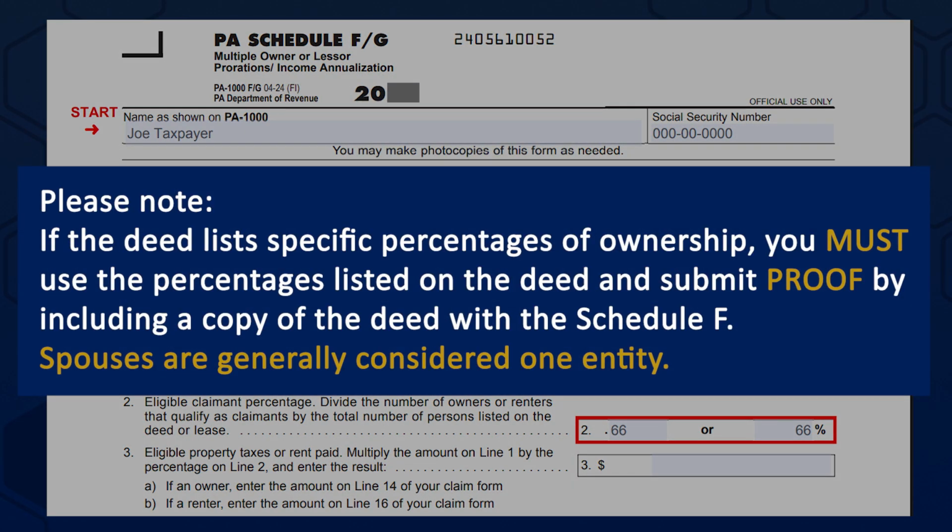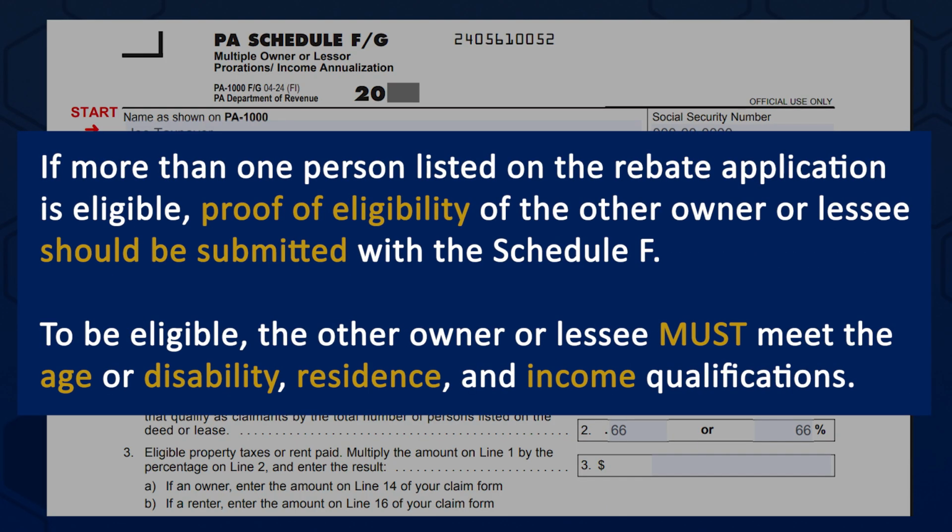Please note, if the deed lists specific percentages of ownership, you must use the percentages listed on the deed and submit proof by including a copy of the deed with the Schedule F. Spouses are generally considered one entity. If more than one person listed on the rebate application is eligible, proof of eligibility of the other owner or lessee should be submitted with the Schedule F.